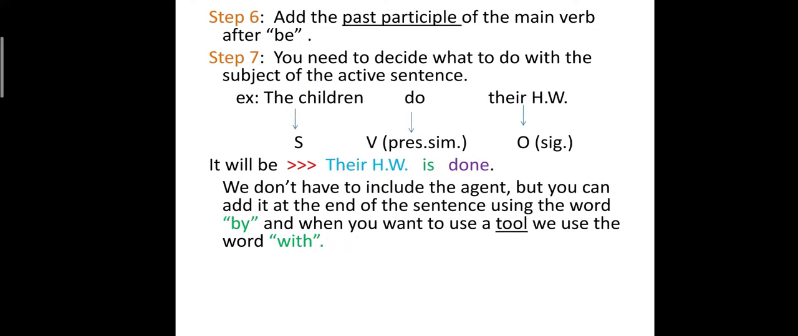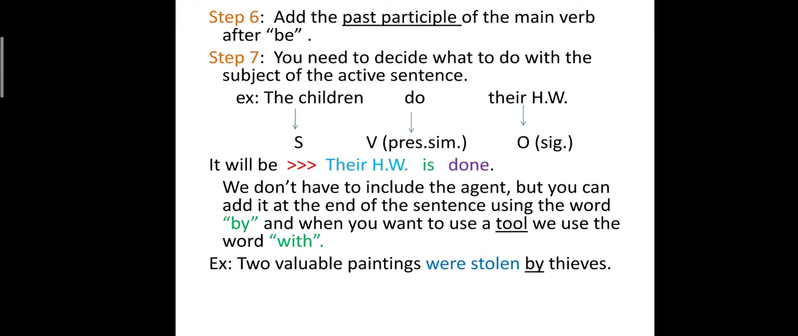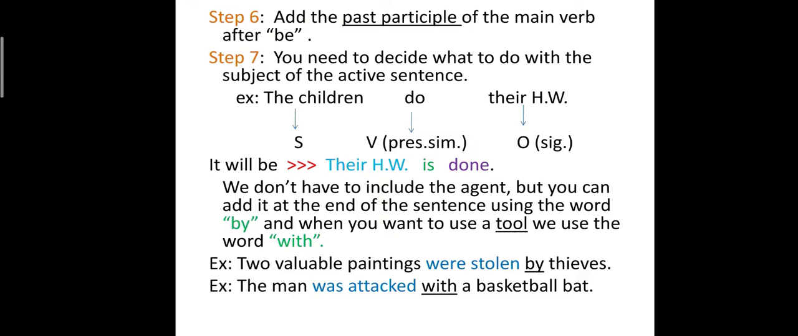We don't have to include the agent, but you can add it at the end of the sentence using the word by. And when you want to use a tool, we use the word with. For example, two valuable paintings were stolen by thieves. Another example, the man was attacked with a baseball bat.